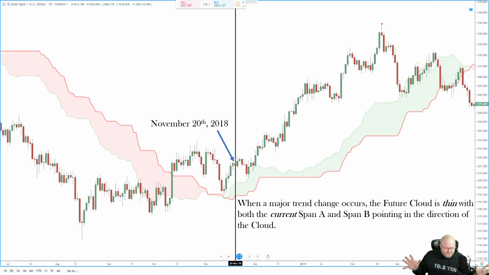Now, of course, it's very easy for me to say this in hindsight. And by the way, don't look at this and go, "Oh my God, this is a holy grail I just learned." No, because this doesn't always happen. There's plenty of times when you're going to have a future cloud that is thin, and span A and B are pointing towards it, and you may think, "Oh, just wash my hands of this. This is an easy trade." No, you can't be hands off.